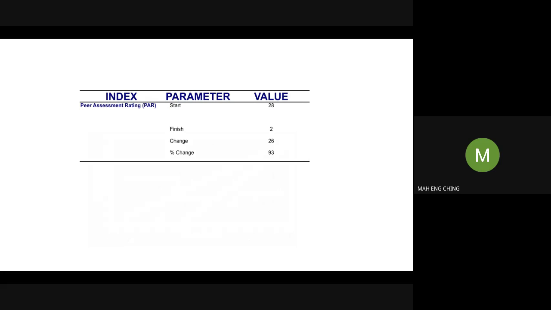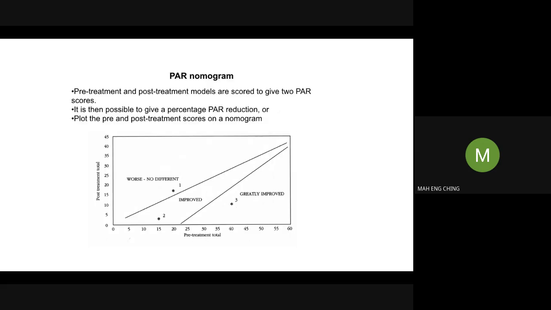So here's an example from my patients. Let's say I have a PAR score to start with of 28, then I finish with 2. Then the percentage of change is 93%. It's more than 70%, considered greatly improved. So of course, we can use this chart. 28 is somewhere around here, then we have 2 here. So 2 and 28, this patient will fall into the category greatly improved.